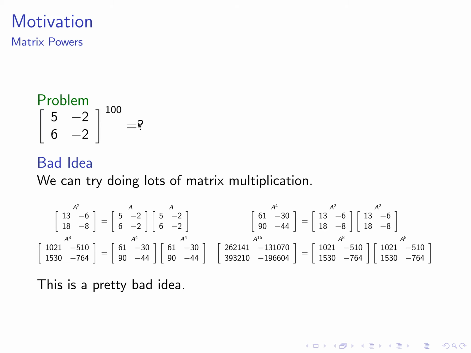At the end of the day, it shouldn't be terribly difficult to simply take an algebraic object and raise it to the 100th power. So even though successively multiplying our matrix by itself over and over will eventually get us a result, I still think this is a pretty bad idea because it's not very efficient.